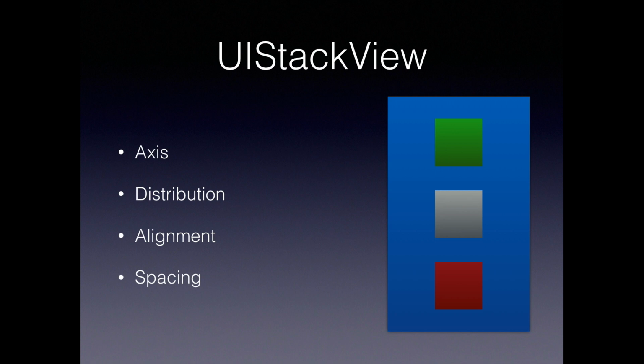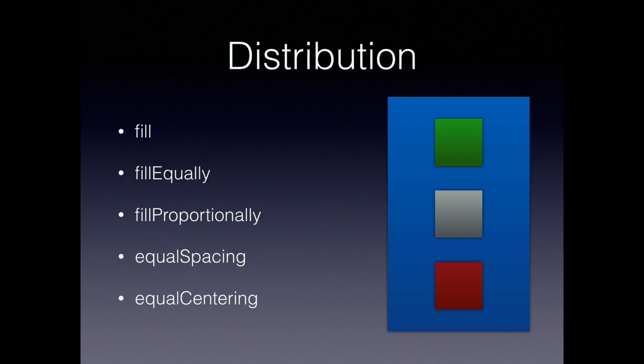For those of you not familiar with stack views, they're a view type that doesn't actually render on its own. It just holds other views and stacks them. You can manipulate its axis, its distribution, which is sort of how the views get stretched and laid out. You can deal with alignment. So like on a vertical one, that would be left and right, but on a horizontal, that might be top to bottom. And then spacing between your views.